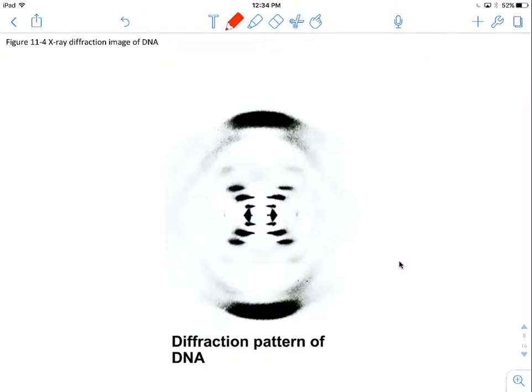And this is the very famous photo. It's called Photo 51. And I will probably show you guys, there's a great movie called The Secret of Photo 51 that talks about the race to discover the structure of DNA, which these guys were all a part of. All right. And this X in the center is the signature of a helix.